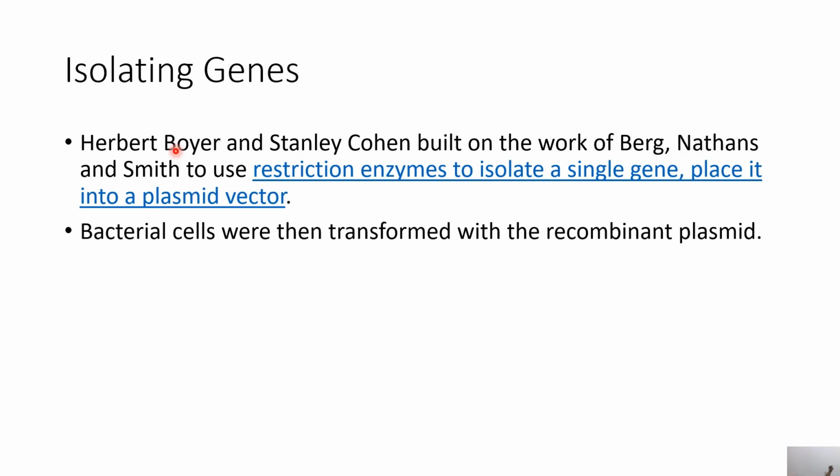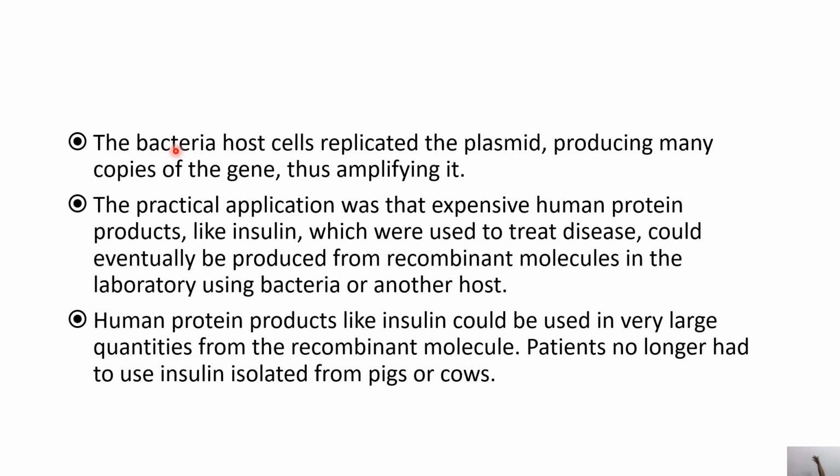Now, Herbert Boyer and Stanley Cohen built on the work of Berg, Nathan, and Smith to use a restriction enzyme to isolate a single gene and place it into a plasmid vector. Bacterial cells were then transformed with the recombinant plasmid. So, the bacterial host cells replicate the plasmid, producing many copies of the gene, thus amplifying it.